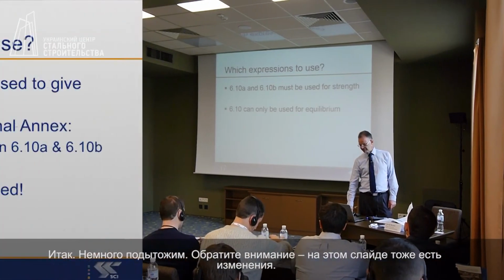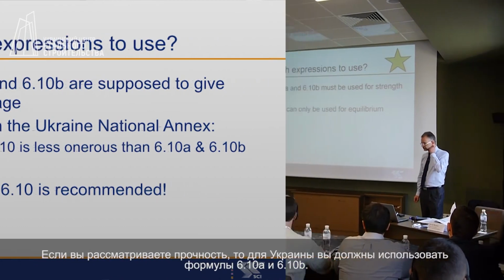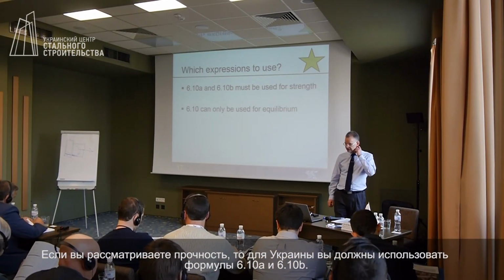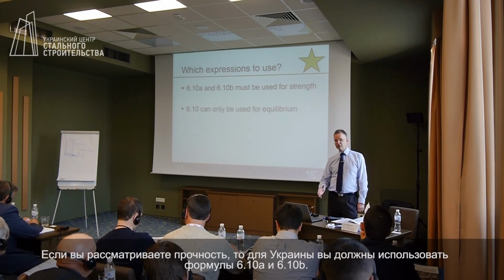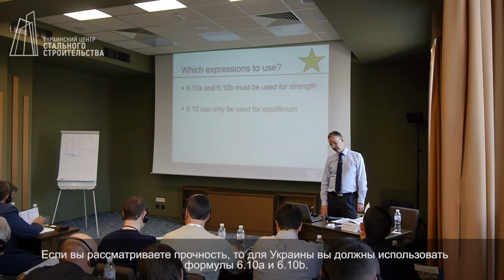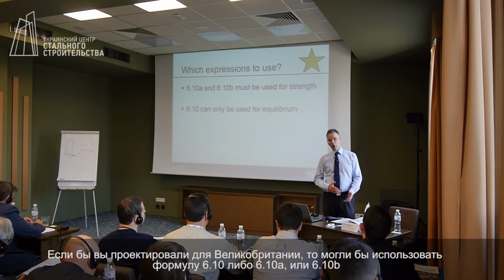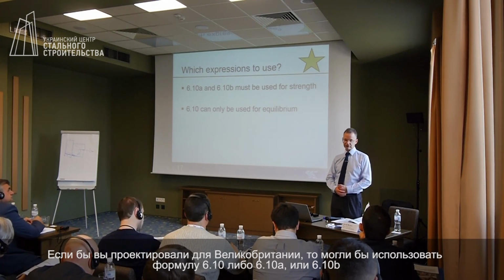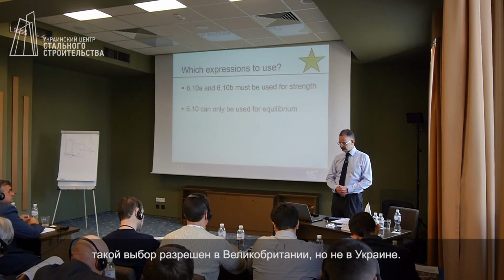So a little summary then. Notice I've made a change here. If you're considering strength, 610A and 610B must be the ones that you use in the Ukraine. If you were in the UK, in fact you could use 610 or 610A or 610B. So that choice is allowed in the UK, but not in the Ukraine.